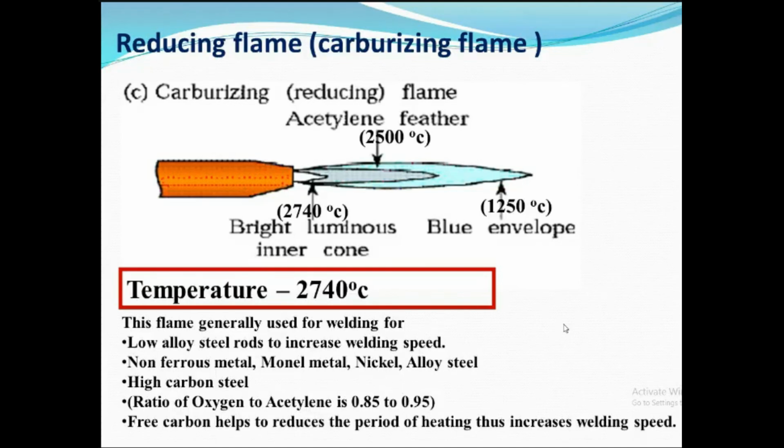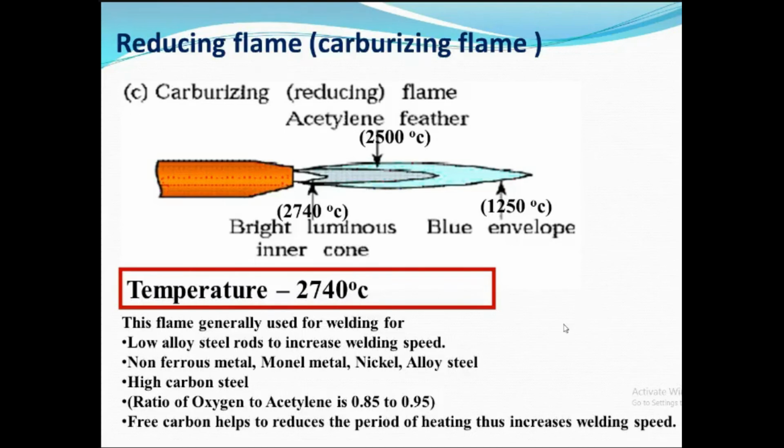The envelope has a 1250 degrees Celsius temperature. The temperature near the core is about 2740 degrees Celsius. That much temperature we see in the bright luminous inner core.